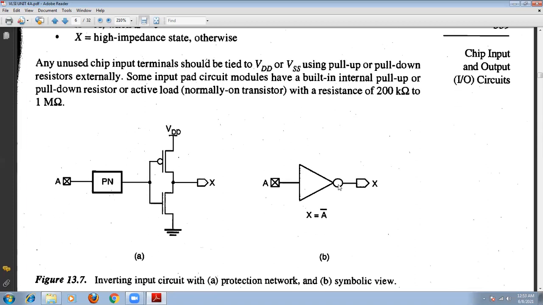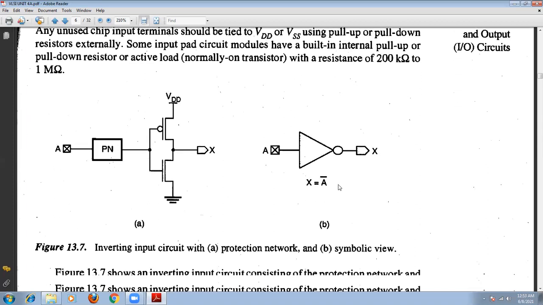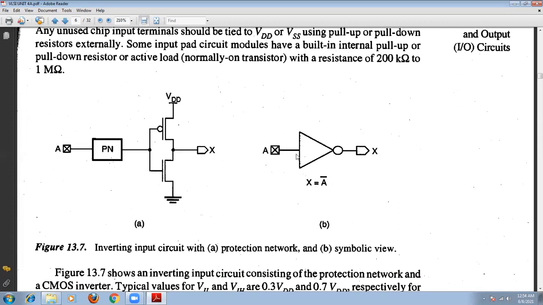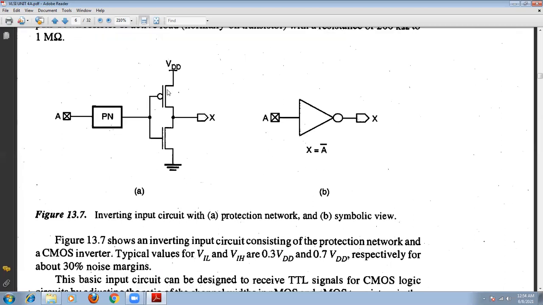Similarly, we have another inverting network, and we are considering this case. Instead of using a transmission gate, we are going to use this type of circuit. Here we have the protection network. That means the input pad is connected to the CMOS inverter circuit through a protection network.